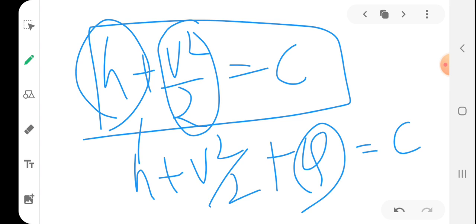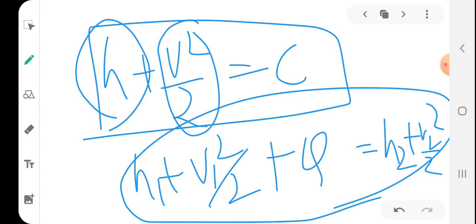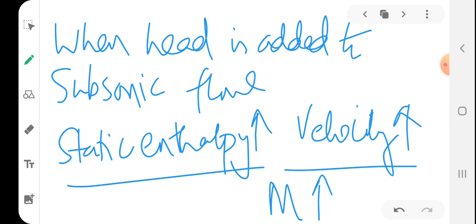That is, h1 plus v1 square by 2 equals h2 plus v2 square by 2, this particular equation. So that is why when static enthalpy increases, velocity also increases. Okay, so that is a difference here.